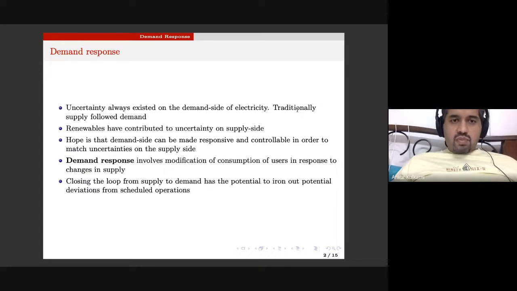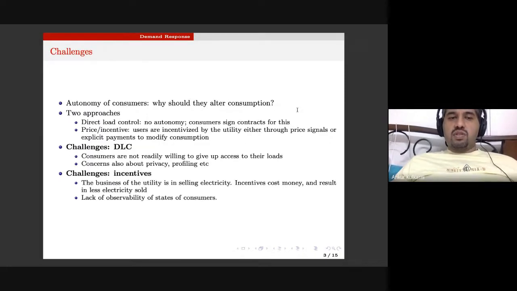So once again, let's recall the background. Uncertainty has always existed on the demand side of electricity. Traditionally, supply has followed demand, but renewables have contributed to uncertainty on the supply side also. Demand response involves modification of consumption of users in response to changes in supply. What this hopes to do is to close the loop from supply to demand to iron out any potential deviations from scheduled operations.